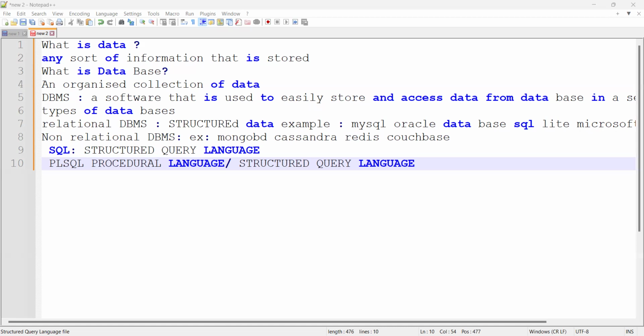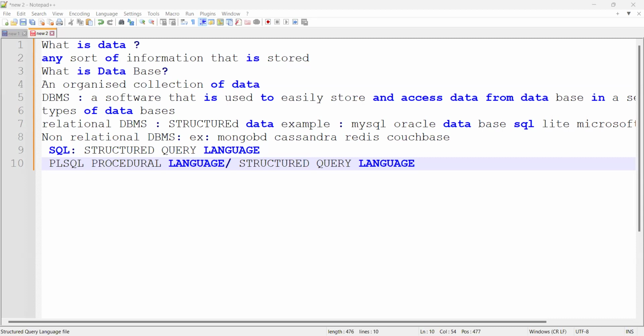Up to now, anybody having any doubts can ask. They may ask which databases use SQL. Relational database management systems use SQL, like MySQL, Oracle Database, Microsoft SQL Server, SQLite, IBM DB2. These all use SQL. Up to now, anybody having any doubts can ask me.